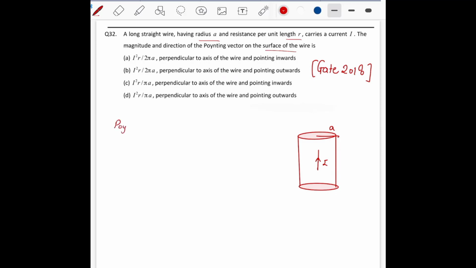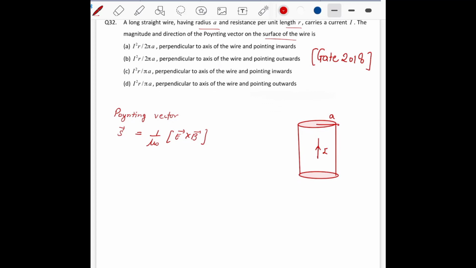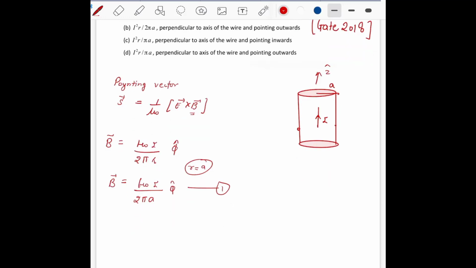So basically you have to calculate the Poynting vector here, which is given by S vector equals 1 by mu naught E cross B. So you have to know what is the electric field on this surface and you have to find what is the magnetic field on this surface. The magnetic field due to a straight wire is given by mu naught I upon 2 pi r in the phi cap direction, if the current direction is the z cap. So the magnetic field at this surface, when small r becomes capital A, is given by mu naught I upon 2 pi A in the phi cap direction. So this is my magnetic field.